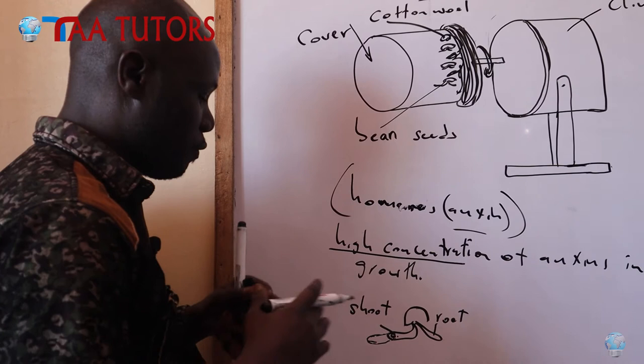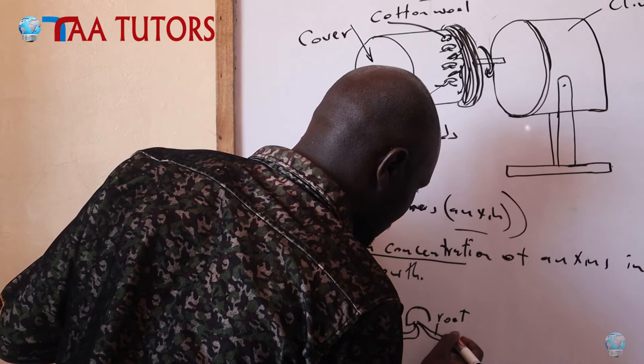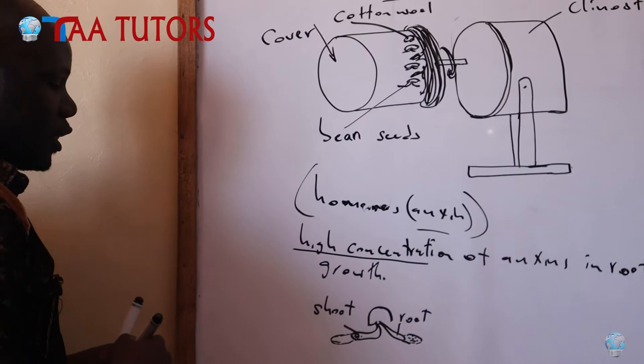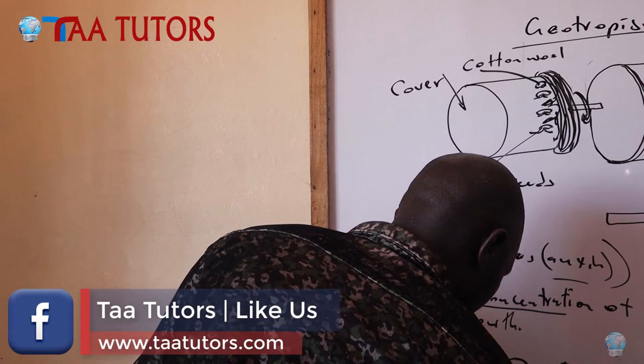That is the same thing with the root here. The root, we are going to see it also growing horizontally, because the auxins in the root, they are equally distributed on all sides of the root, and then it will keep on growing. So the growth remains horizontal. So growth will be horizontal.